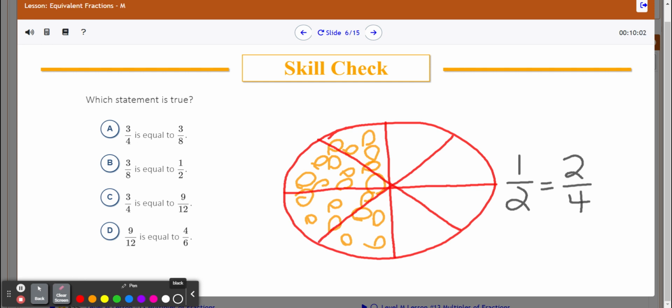Again, the pizza never changed. The circle never changed. The pepperoni pieces never changed. But look what's happened now. If I count out my total pieces, 1, 2, 3, 4, 5, 6, 7, 8, I have 8 total pieces. And 1, 2, 3, 4, 4 are pepperoni. These are all equivalent fractions. The fractions have the same value. The numbers are different, but they're the exact same thing. If I offered you 1/2 of a pizza or 4/8 of a pizza, I'm offering you the exact same thing.